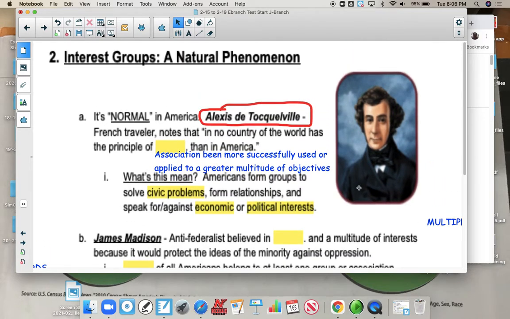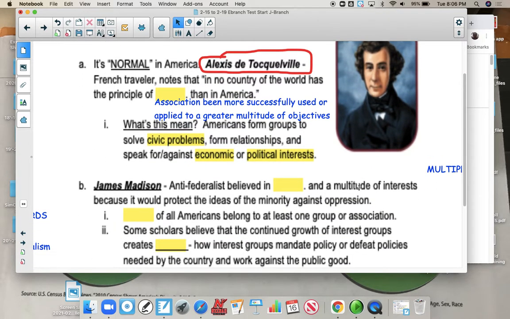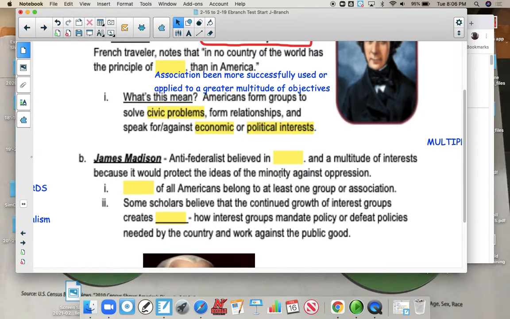Now, James Madison also made a comment on interest groups, and he said that anti-federalists, which he was, remember, after at first becoming a federalist, anti-federalists believed in multiple organizations and in a multitude of interests because it would protect the ideas of the minority against oppression. This was a major anti-federalist idea in that we had to keep the interests of all the people, the common people, alive and at the forefront of our democracy if it were to succeed.